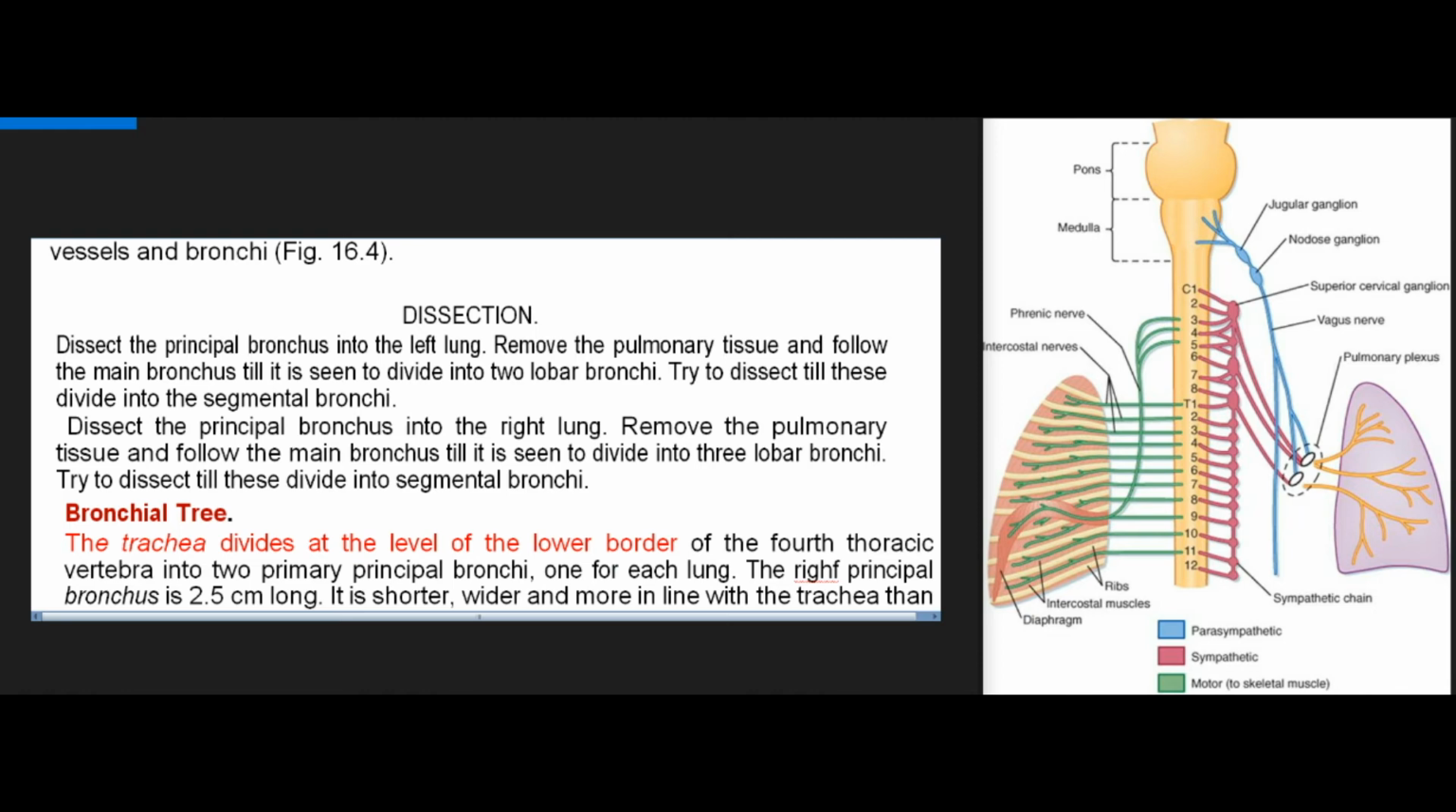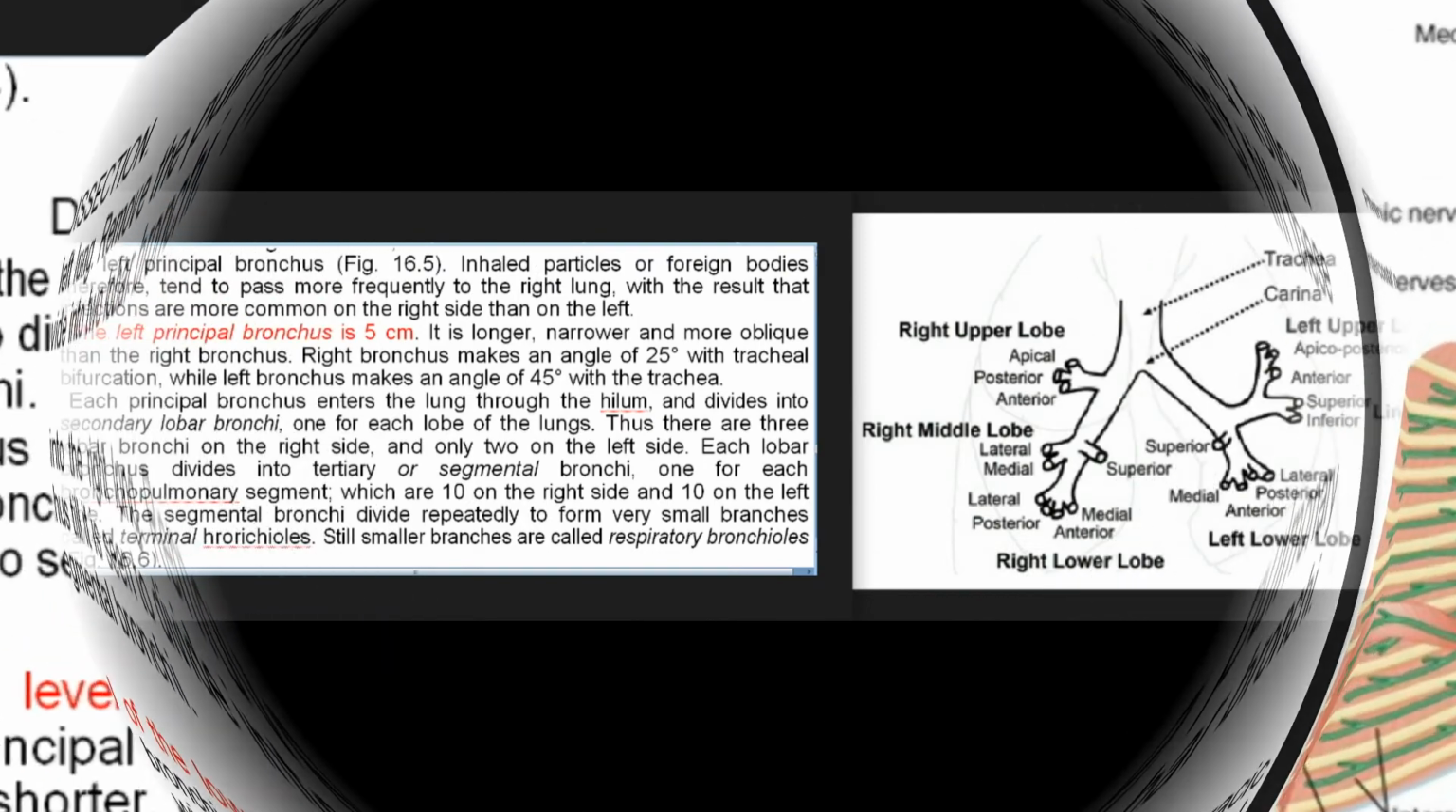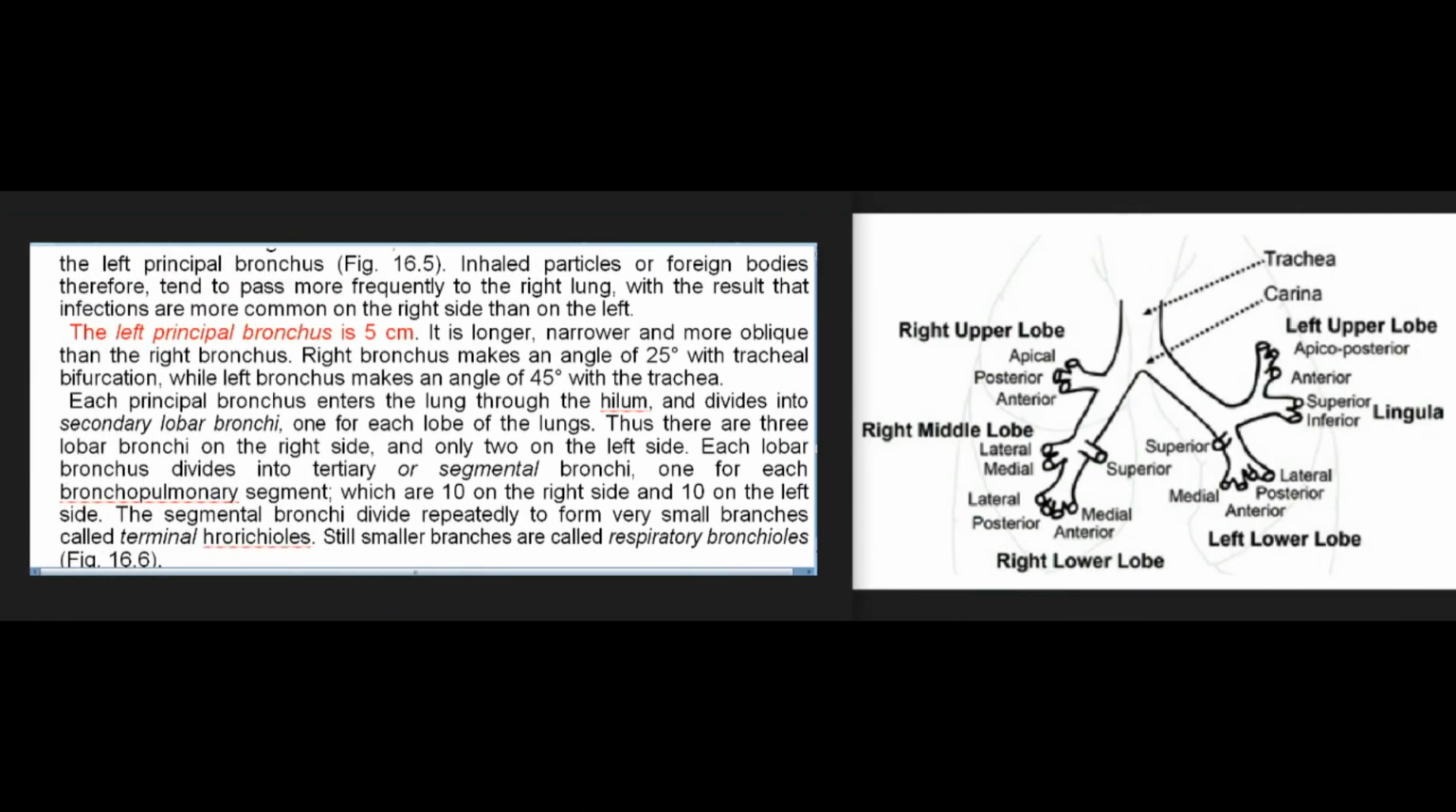Bronchial tree. The trachea divides at the level of the lower border of the fourth thoracic vertebra into two principal bronchi, one for each lung. The right principal bronchus is 2.5 cm long. It is shorter, wider, and more in line with the trachea than the left principal bronchus, Fig 16.5. Inhaled particles or foreign bodies therefore tend to pass more frequently to the right lung, with the result that infections are more common on the right side than on the left.